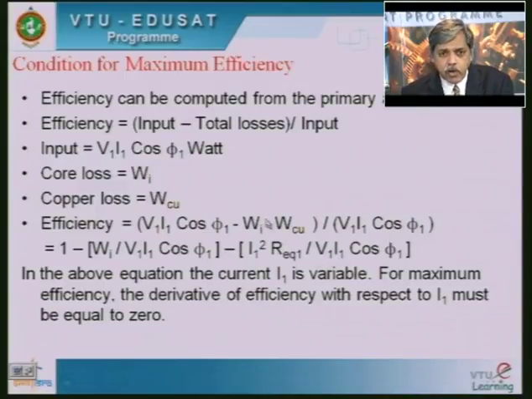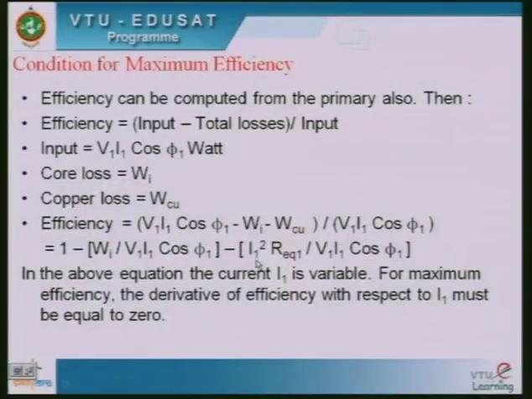Now this relationship I have used here for WCU, I1 square R equivalent, tells us that the copper losses are measured from the primary side. Therefore, I have written the expression as I1 square. This R equivalent 1 is the equivalent combination of the secondary resistance and the primary resistance measured from the primary side. Let us not bother about the equation for this, but simply, when I measure the copper loss from the primary side, I will be using this equation.